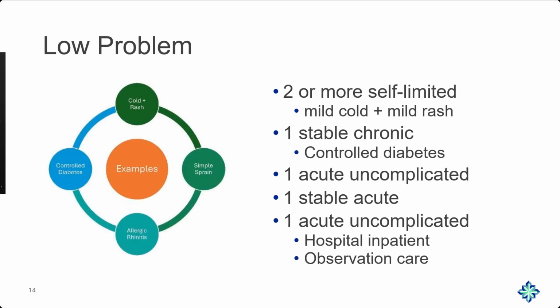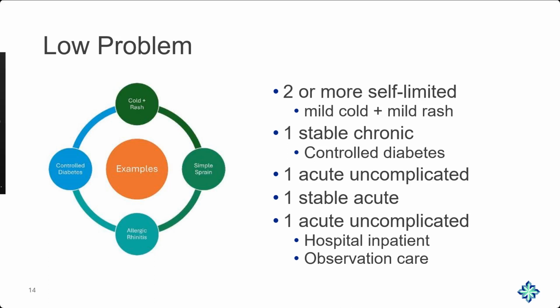Next, I want to talk about a low level of problem. So the definition is going to be 2 or more self-limited problems. The example I give here is a mild cold and a rash, with the caveat of an otherwise healthy person. It could be they went on a camping trip, it was raining, they got a cold, and they found poison ivy. If they're otherwise healthy, that might not be a big deal. But again, you have to assess that for the patient. What is the level of problem for the patient in front of you?